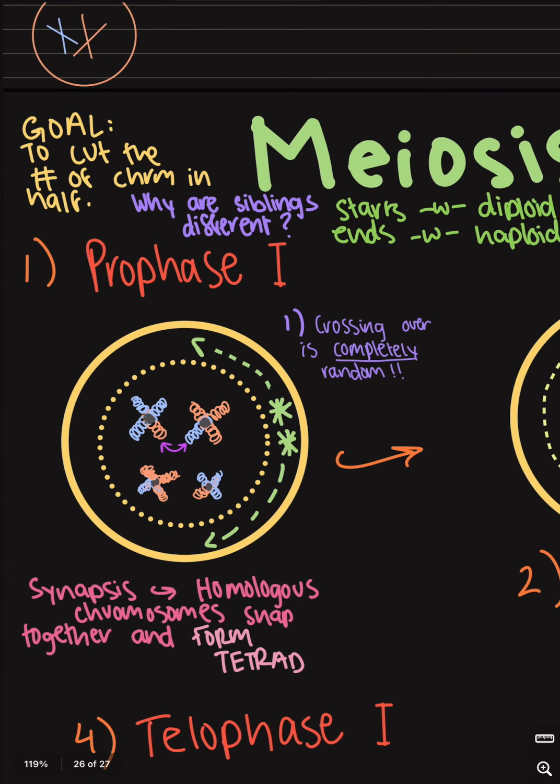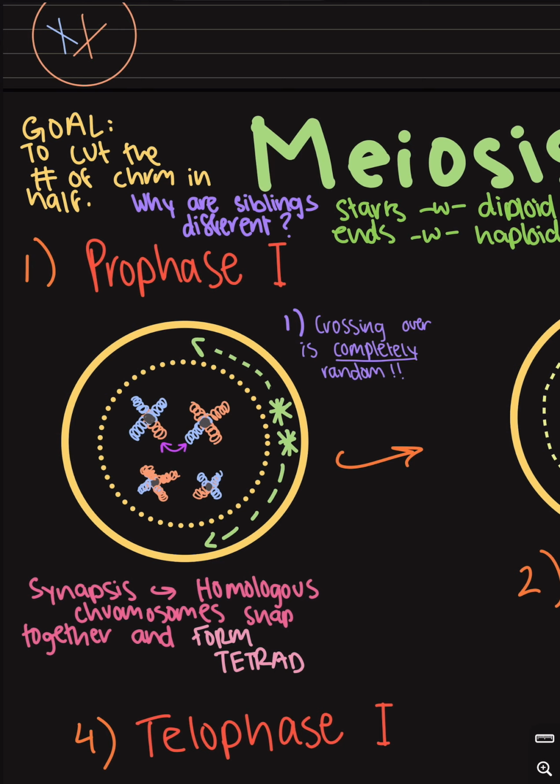So something that happens in prophase 1, and is specifically unique to prophase 1, is that synapsis occurs. Synapsis is where our homologous chromosomes, one X and the other X, snap together and form a structure called a tetrad. Okay, tetra, in math or anything, means four. So it's a tetrad because it's four sister chromatids. The homologous chromosomes snap together in synapsis.